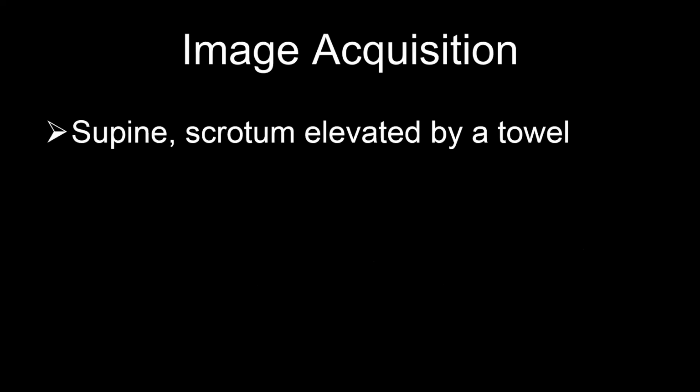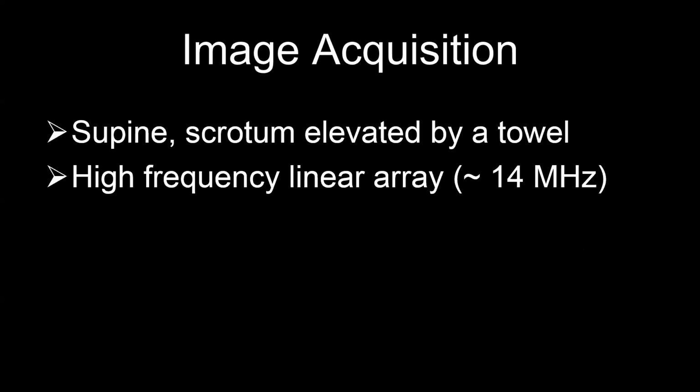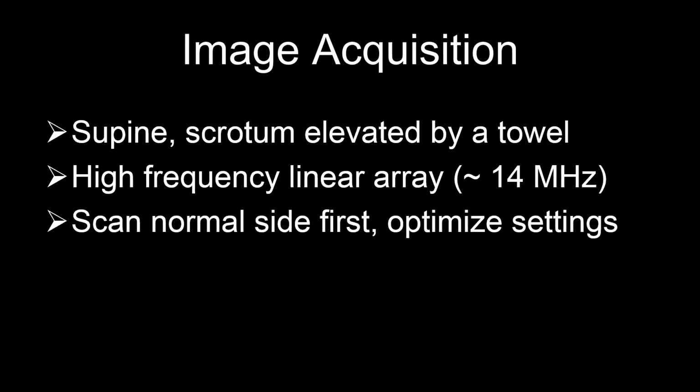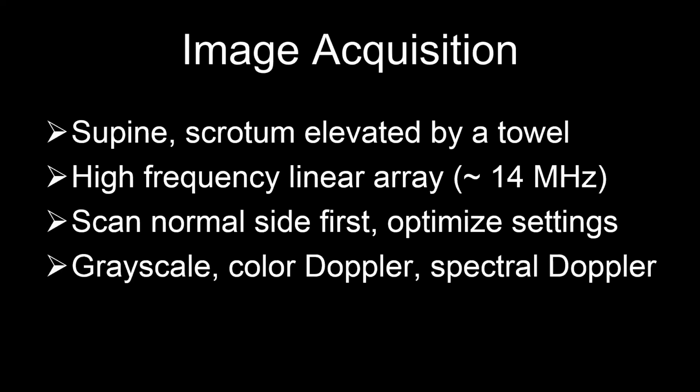Let's talk about image acquisition. First of all, positioning the patient. Supine, it does help to just place a towel on the patient's thighs to elevate the scrotum a little bit. What transducer? High frequency, linear, about 14 megahertz. I like to scan the normal side first, optimize my settings, and then move to the abnormal side. And of course, grayscale, color Doppler, and spectral Doppler are all important.